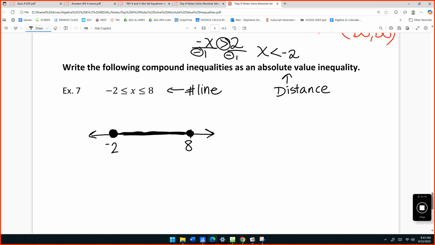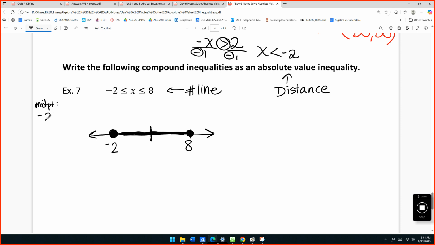We need to figure out where's the middle of this. So we need to determine the midpoint. What is right in the middle between -2 and 8? Well, remember midpoint from geometry? Add them, divide by 2. So I need to find the midpoint between my two endpoints.